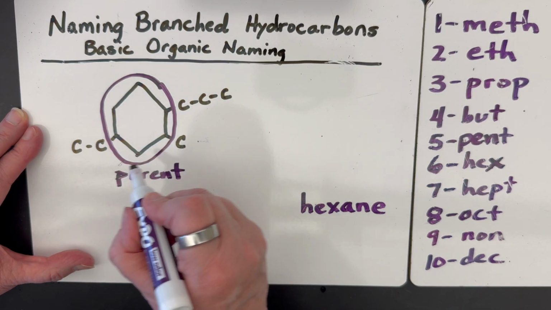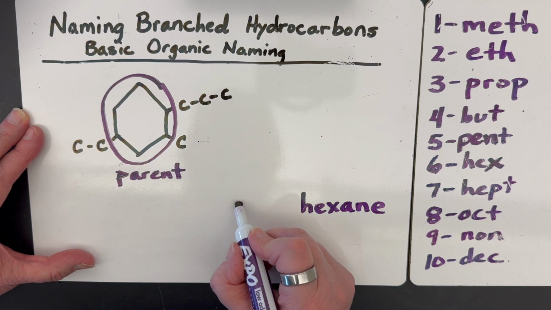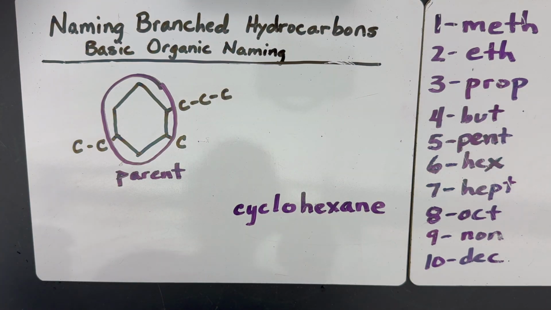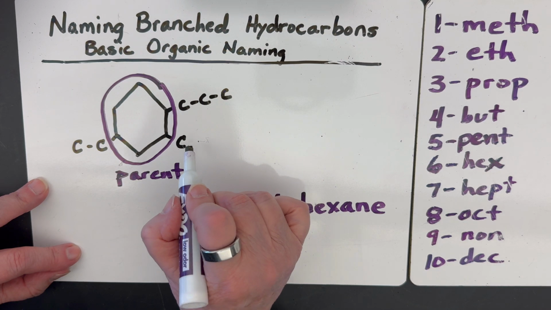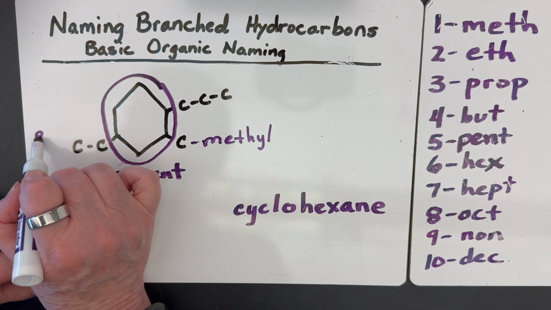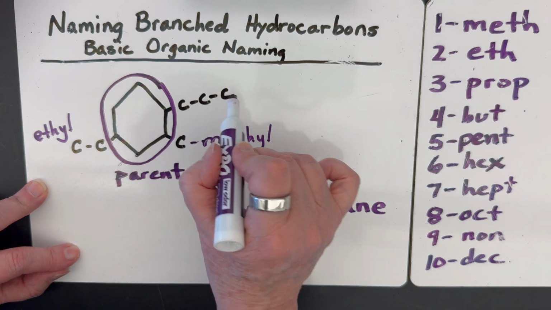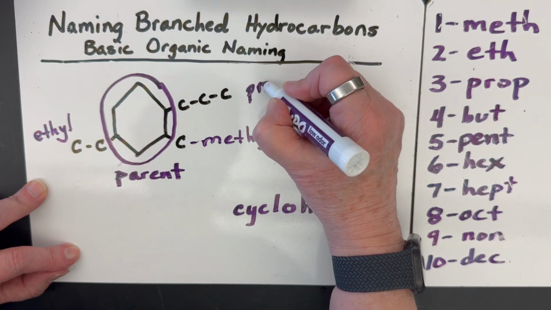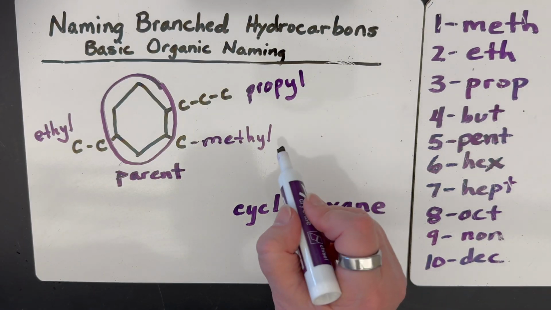And to indicate that it's a ring, we put a cyclo in front. Now we need to name our side groups, and we have a methyl, we have an ethyl, and this one has 3 carbons. 3 carbons is prop, so this one is a propyl. Remember, side groups end in the YL.